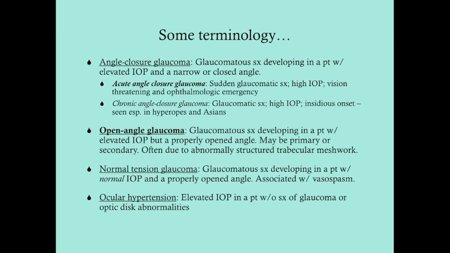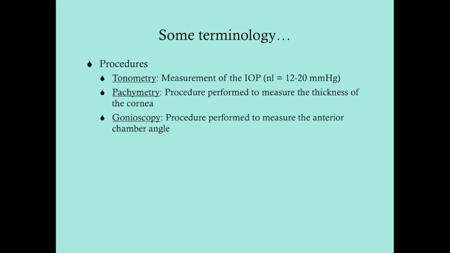There's normal tension glaucoma. Now that sounds like a contradiction. I thought glaucoma was from elevated intraocular pressure. Well, it usually is, but not always. So in normal tension glaucoma, you have glaucomatous symptoms that develop in a patient who always has normal intraocular pressure, and they always have a properly opened angle. So you would think that they wouldn't develop glaucoma, but they do. And this tends to be associated with vasospasm. So we'll talk more about this, but this has a correlation with other things that are associated with vasospasm, like migraines.